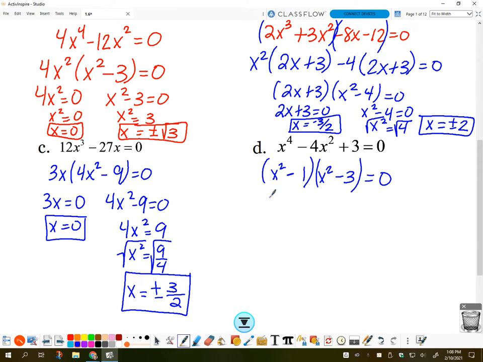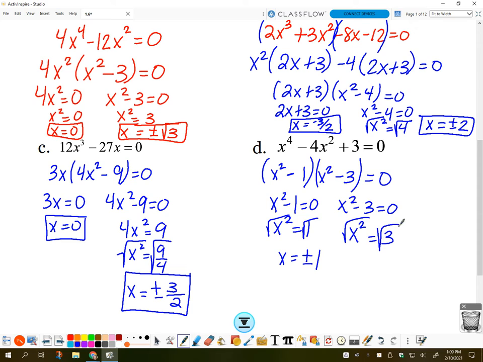All right, so x squared minus 1 is 0, x squared minus 3 is 0. On this one, we're going to add 1, take the square root of both sides, and get plus or minus 1. Here, we're going to add the 3, take the square root of both sides, and get plus or minus the square root of 3. So we have positive root 3, negative root 3, positive 1, and negative 1.